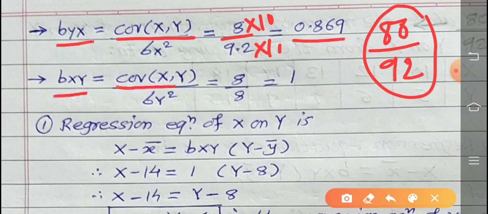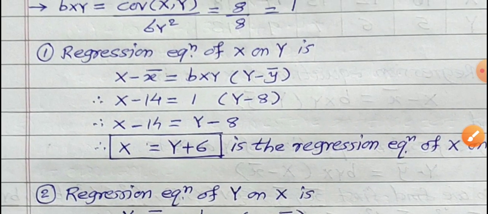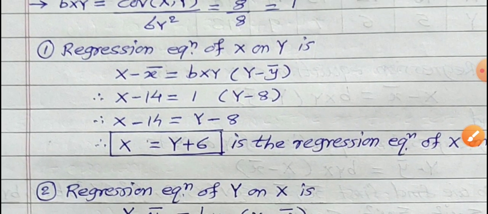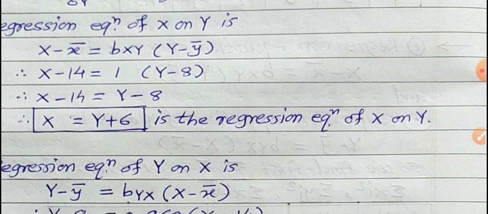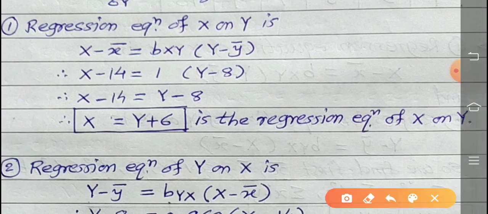bxy is equal to covariance between x and y upon sigma y square. 8 divided by 8 is equal to 1. That is very simple. Then we have found the two values. Now we find the regression equations of x on y and y on x. So first one is x on y. Write down the formula.